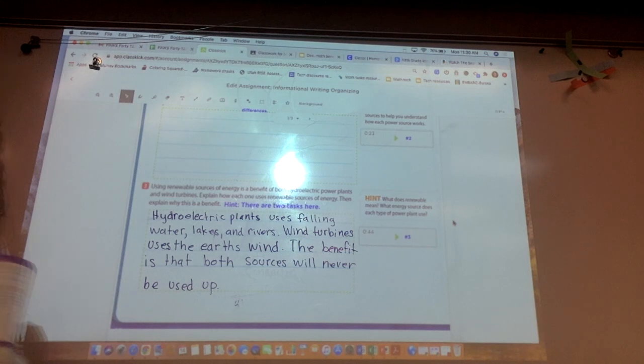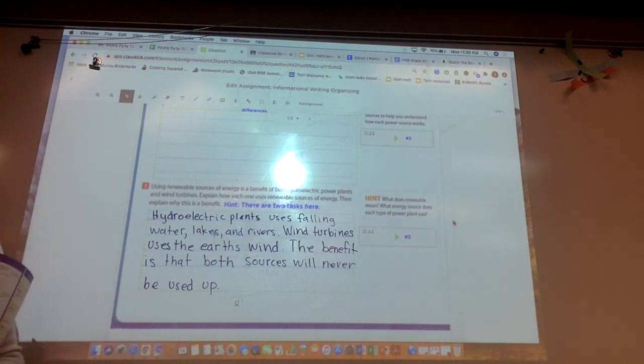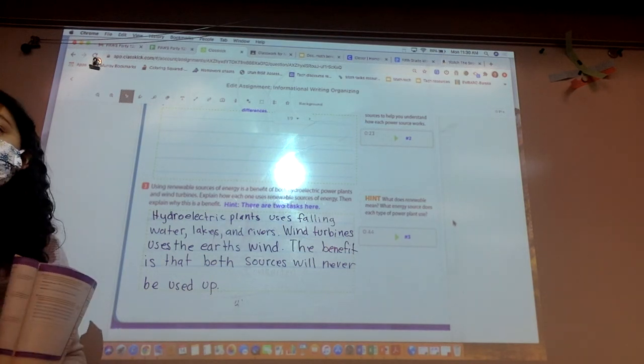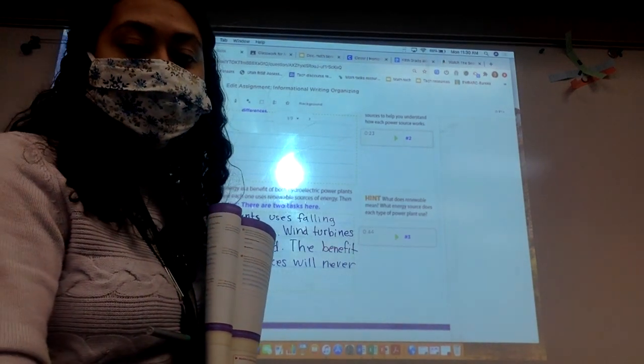The benefit is that both sources will never be used up. Okay, I will now leave out your books. I'm now going to come around and check that you filled in all parts and you filled them in correctly, and I will be giving stamps based off of your effort on that. Okay, that is all of our writing for today.